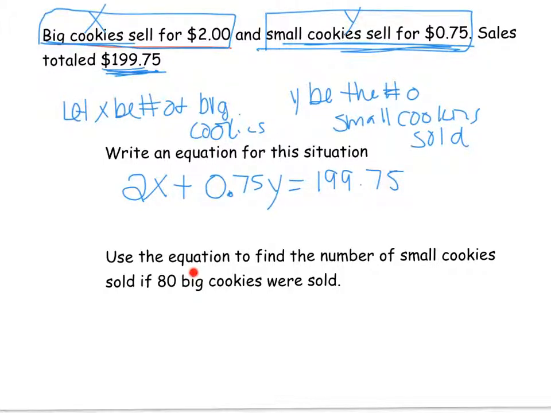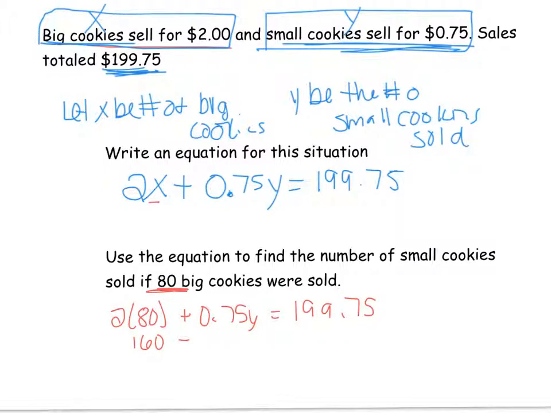Now it says, use the equation to find the number of small cookies if 80 big cookies were sold. Well, this is where our let statements really help us out. We know that X is the number of big cookies. So now X isn't an unknown anymore. It is 80. So we're going to take that 80 and put it in for X. So 2 times 80 plus 0.75y equals $199.75. Well, 2 times 80 is 160.